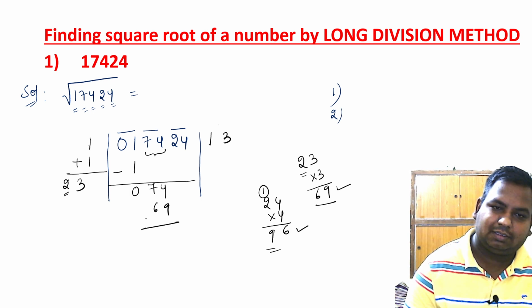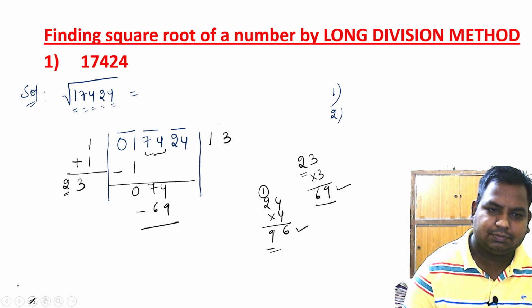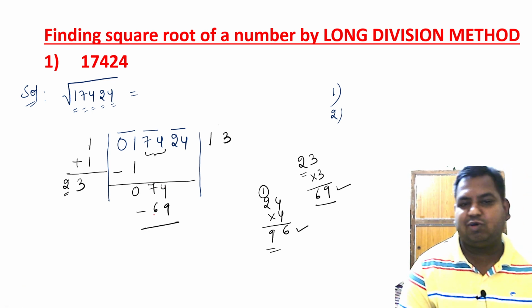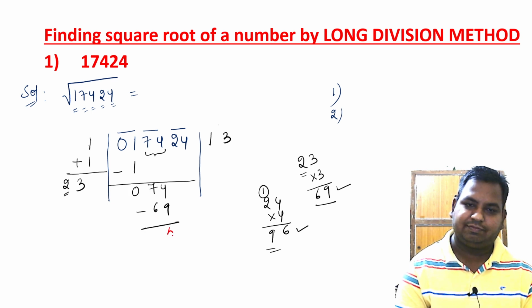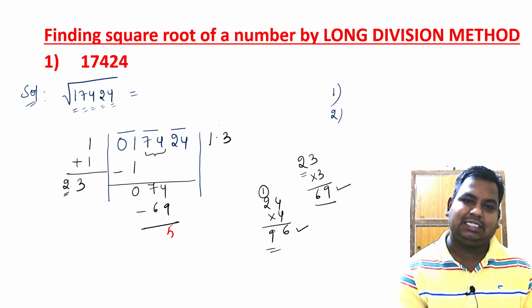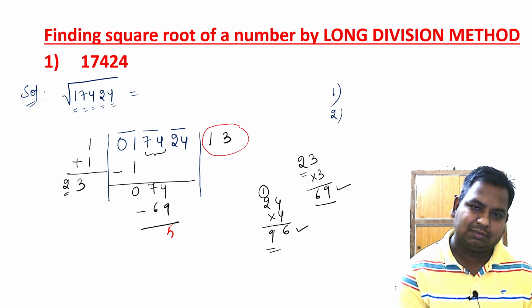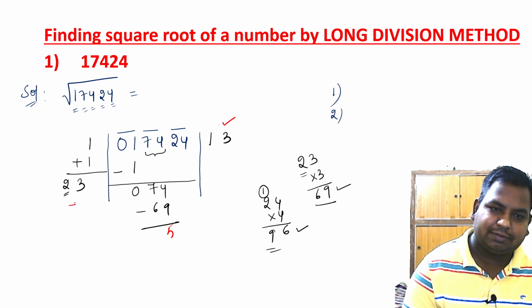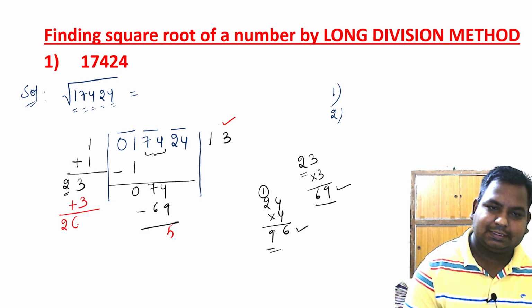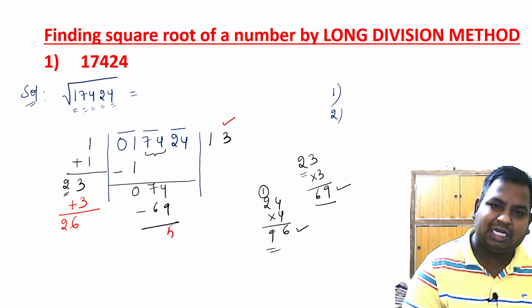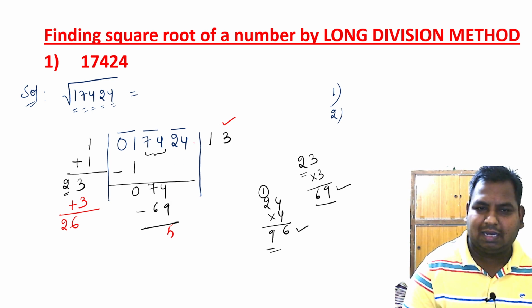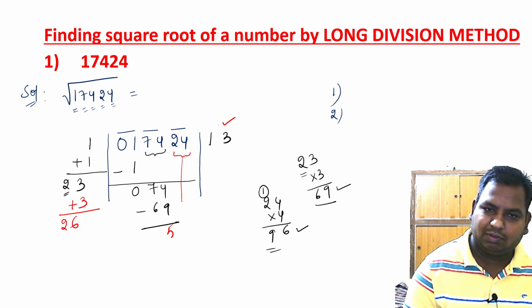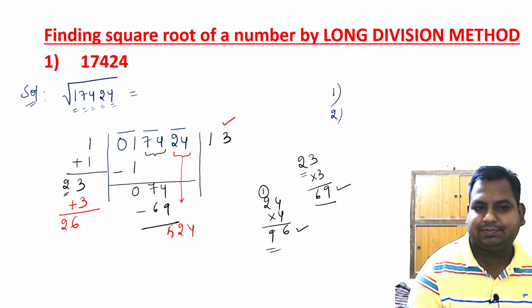Now do subtraction again. 74 minus 69 is 5. Which is the new digit in the quotient place? This one is the quotient place. The new digit is 3. So this 3 you add here. You are going to get 26. Next, bring down the digits under the next bar. Under the next bar we have 24. So bring them down. You are going to get 524.